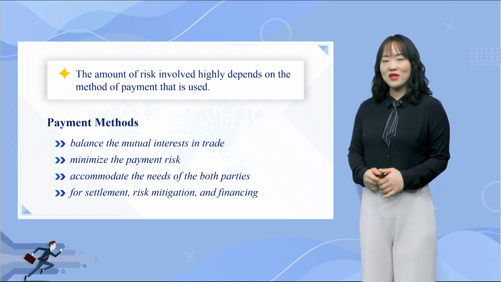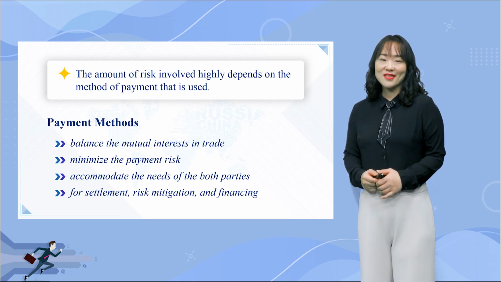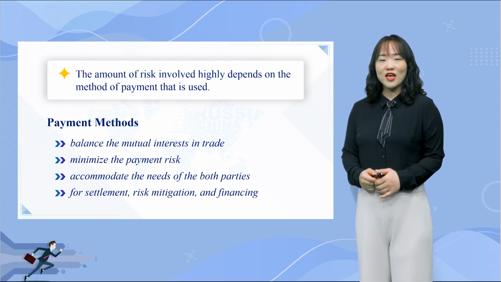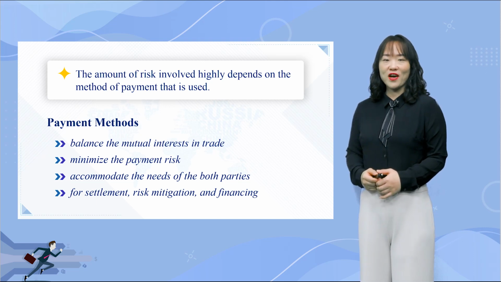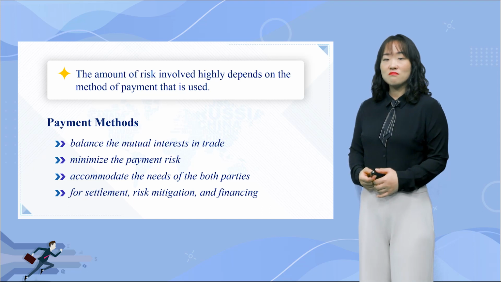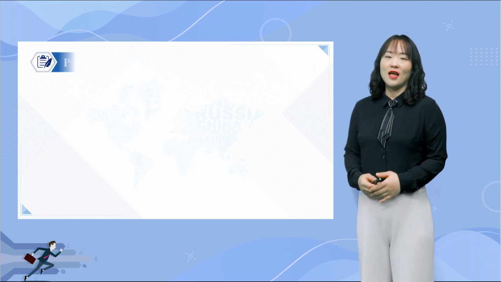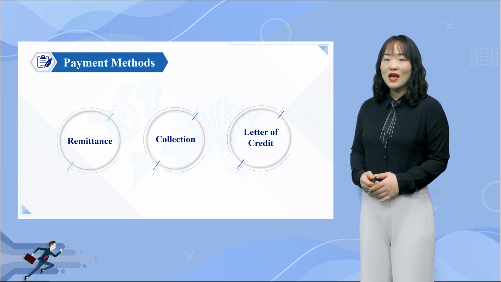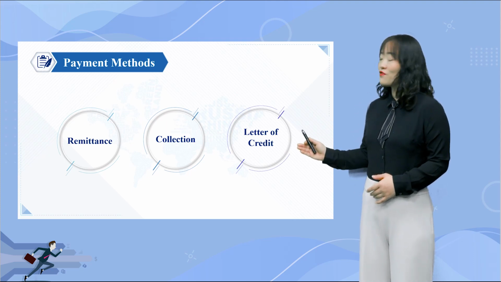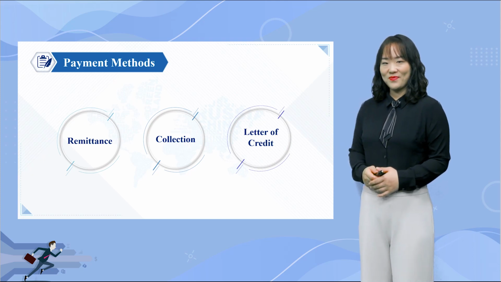The international payments market has been structured to offer tools and solutions to meet the needs of a seller and a buyer. In particular, all the methods of payment can perform, at most, 3 functions: settlement, risk mitigation, and financing. Generally speaking, the methods of payment include remittance, collection, and letter of credit. First, let's take a look at remittance.